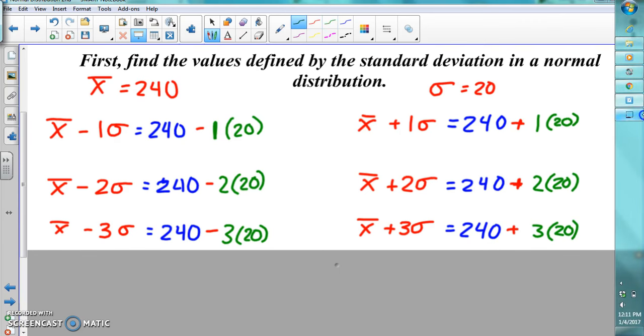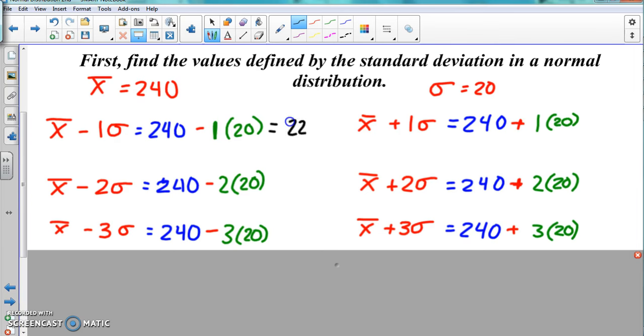All we're going to do last is put each one of these in the calculator and find the answer. For our first one, you should get 220. For our second one, you should get 200. Here you should get 180. Over here, we add, and that gives us 260. This gives us 280. This gives us 300. So not hard. We just put the values for mean and standard deviation in and work them out.